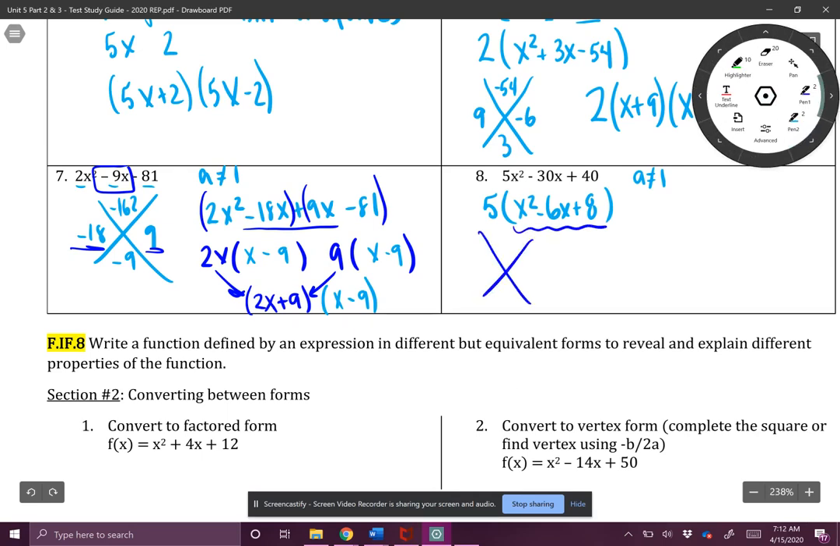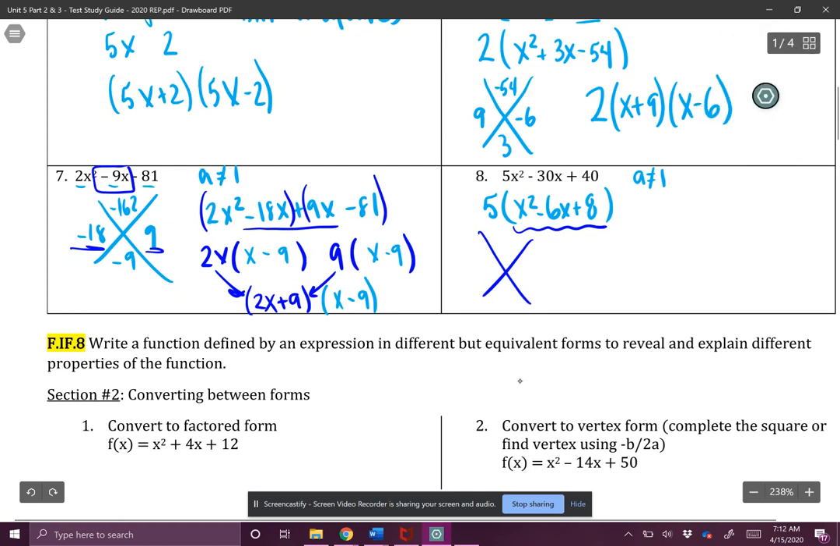So let's make our x model. We're looking for numbers that multiply to make 8 and add together to make 6. And those two factors are 4 and 2. So our final answer is 5 times x plus 4, x plus 2.